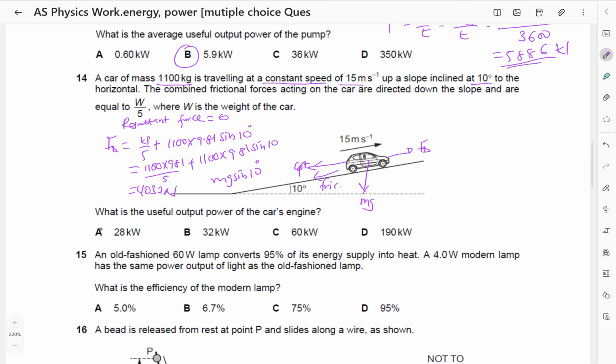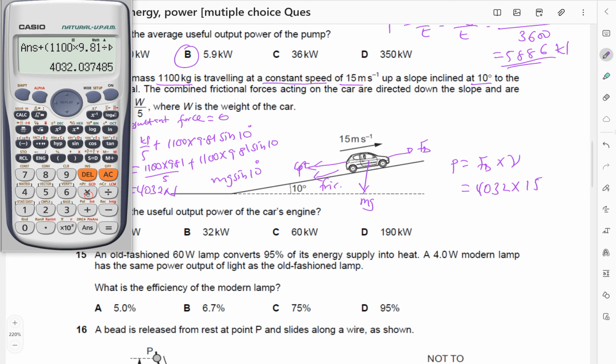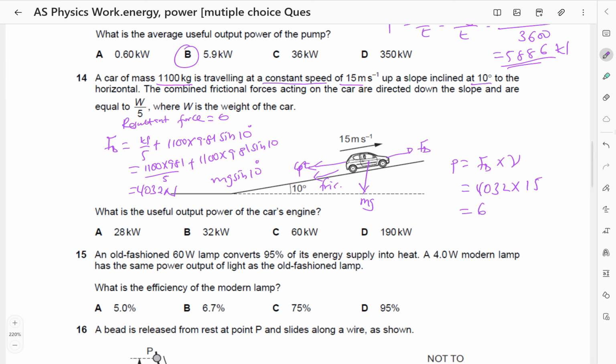So now the power from the engine will be got from the driving force forward times the speed. So this is going to be 4032 times the speed, which is 15. So I'll just say times 15 to get an approximate value. So this is 60,480 watts. That is 60 kilowatts. So the answer is C.